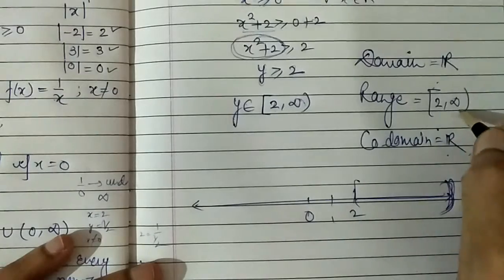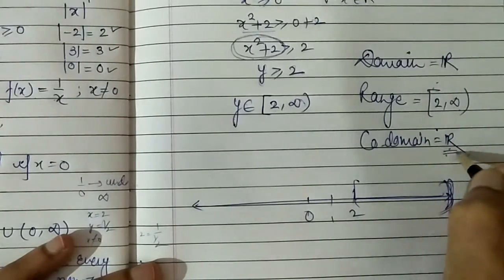So range is always a subset of codomain.